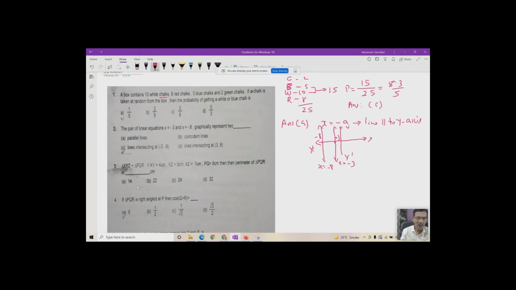Let me go to the next question. Triangle XYZ is similar to triangle PQR and the different lengths are given. You are asked to find the perimeter of the triangle PQR. What is the correct option? Please type your answer in the comment box before I start solving. You can either type the answer or type the option as A, B, C, D.